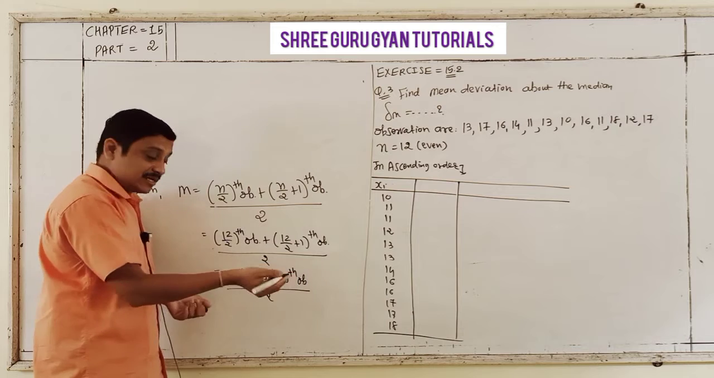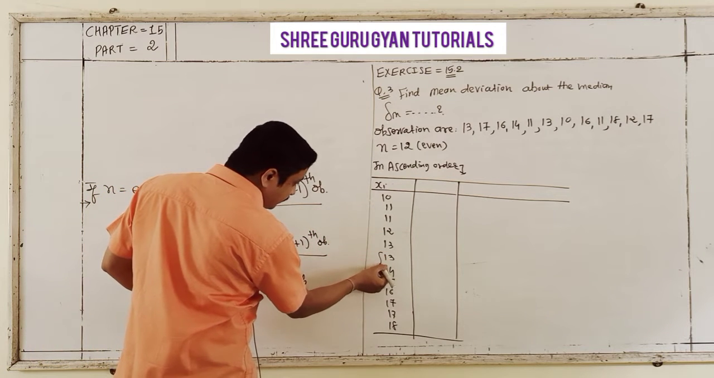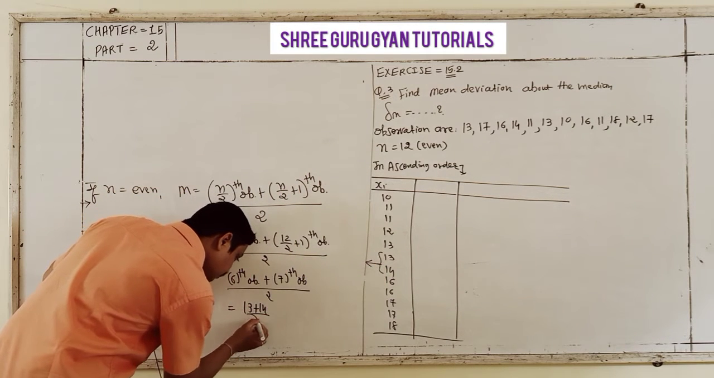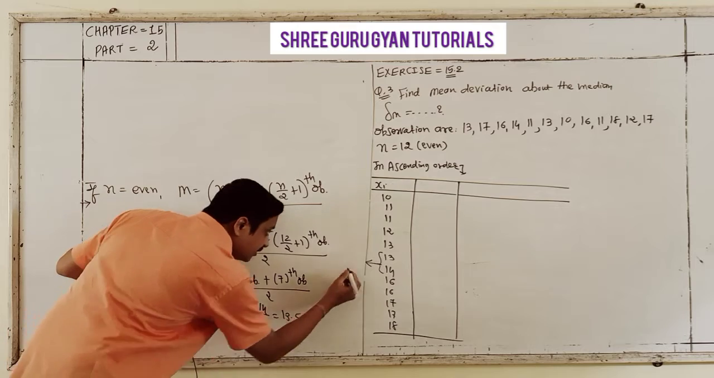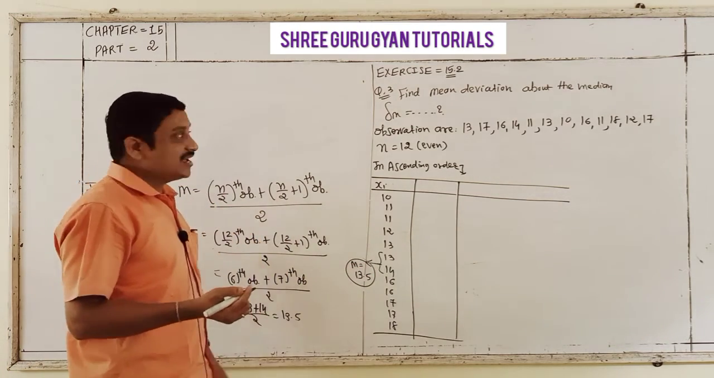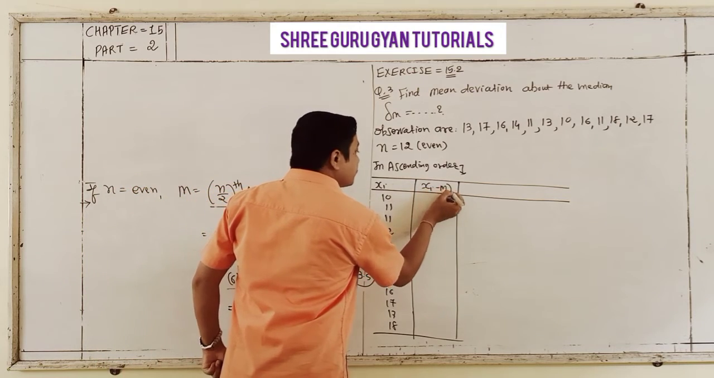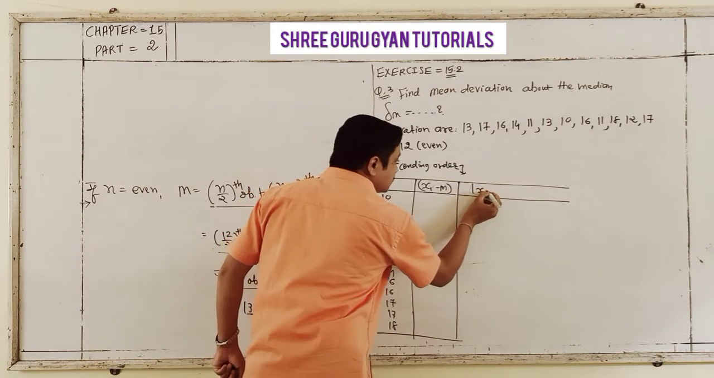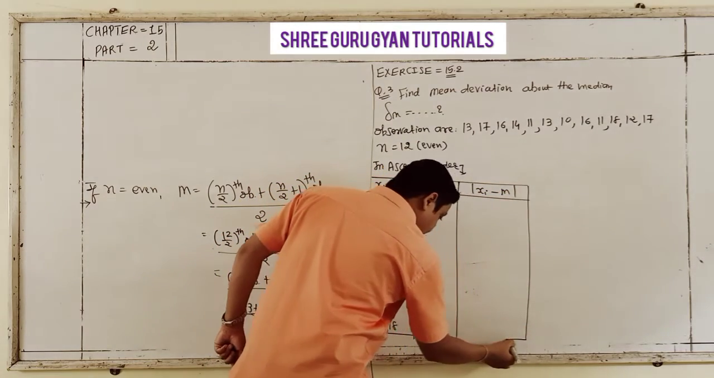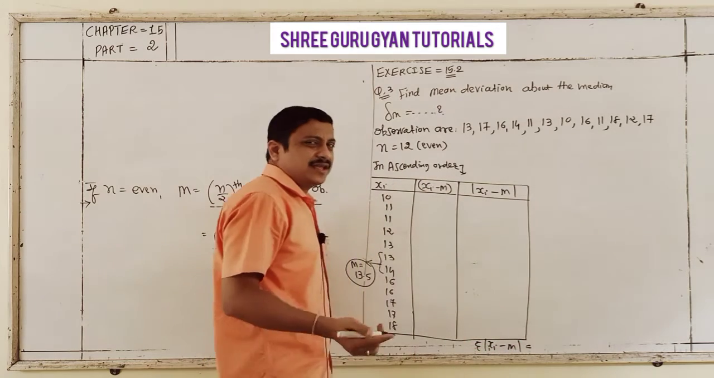Here 12 by 2 is 6 and 6 plus 1 is 7. The 6th observation means counting 1, 2, 3, 4, 5, 6, this one, students, which is 13. And the 7th is 14. So 13 plus 14, divided by 2, gives 13.5. That's your median. Now I decide the value of xi minus M, and finally take the modulus of xi minus M, and that becomes your final total, sigma |xi minus M|, and get the answer.